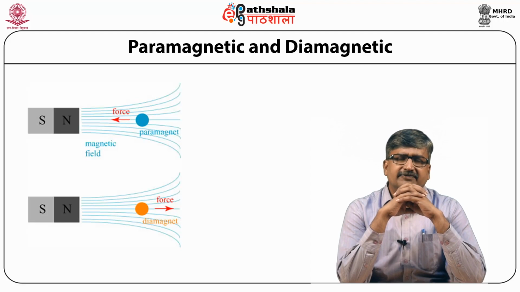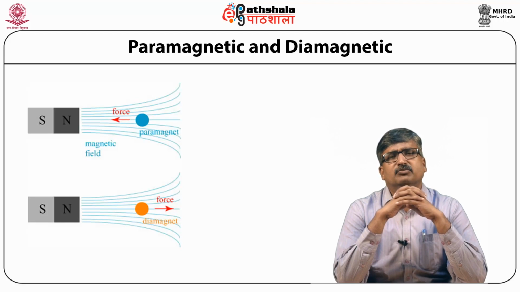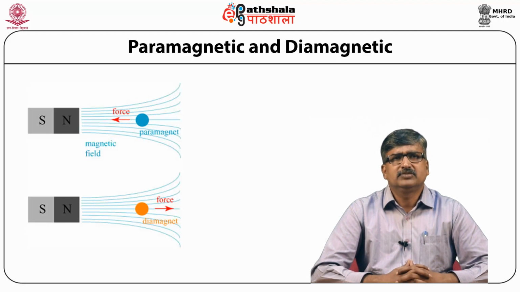In a uniform magnetic field H, if a magnetic pole of strength P is placed at an angle theta to another pole and separated by a distance L, then a couple acts on the magnet, called the magnetic moment m. The magnetic moment per unit volume is called intensity of magnetization, or simply magnetization, and is given by capital M equal to small m by V, where V is the volume of the material.